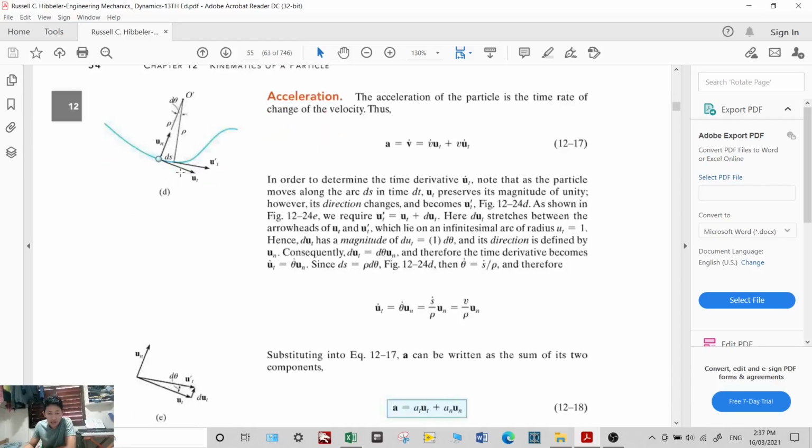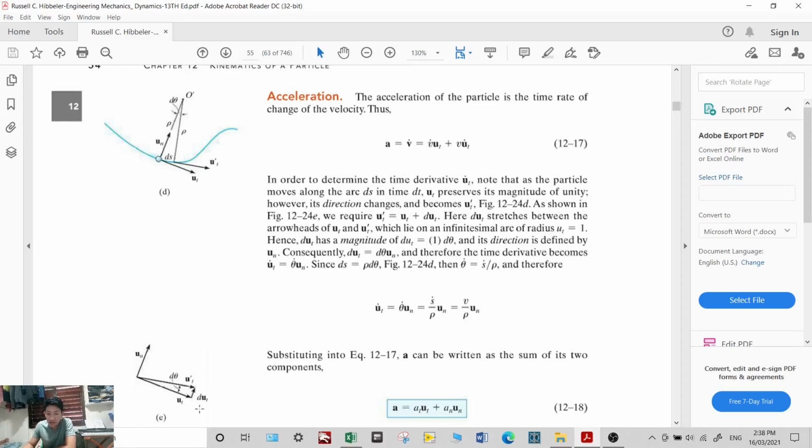If we draw this, this is u sub t, represented by this line. And then at a certain time, one unit, you superimpose here, maintain the angle of the two. This one, the angle between the two, is d theta, since the magnitude of u sub t and u prime of t is 1. So therefore, the change of u sub t is this one, du sub t.